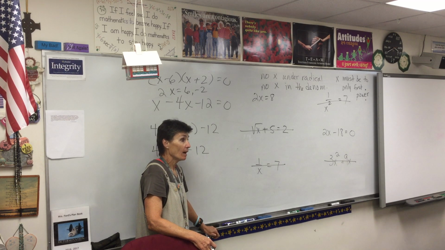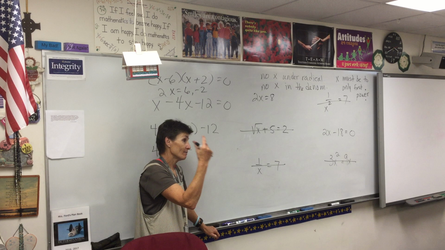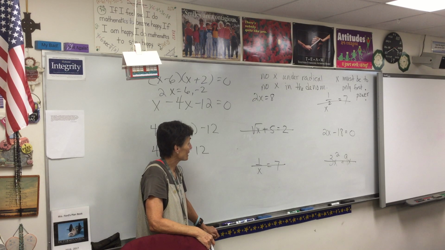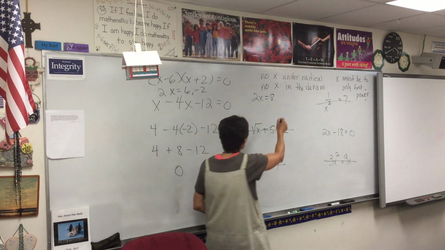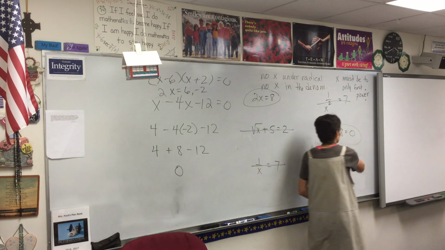Linear graphs as a line. If you have radicals, if you have denominators, and if you have powers other than 1, you are not going to graph as a line, you're going to graph as something else. So which ones are linear? This one and this one.